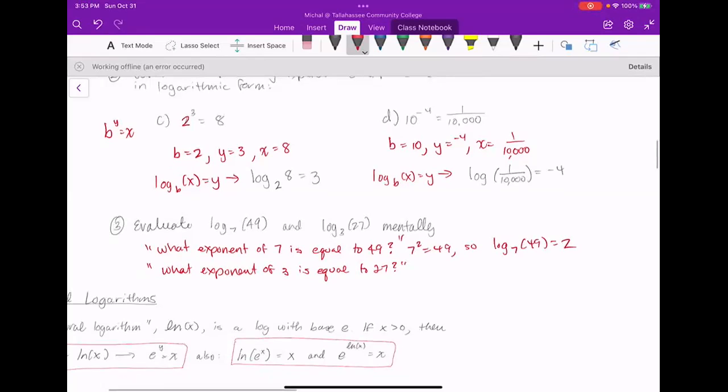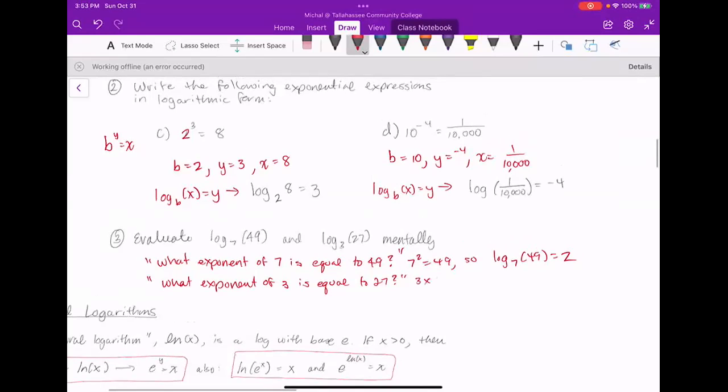And in that case, 3 times 3 equals 9, 3 times 3 times 3 equals 27. So 3 to the power of 3 equals 27, which means that log base 3 of 27 is equal to 3, because that's the exponent I need on my 3 to get the 27.